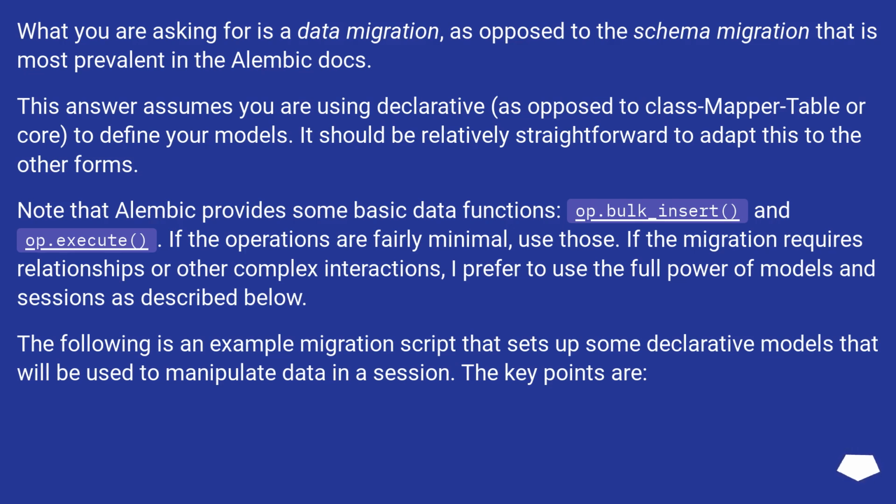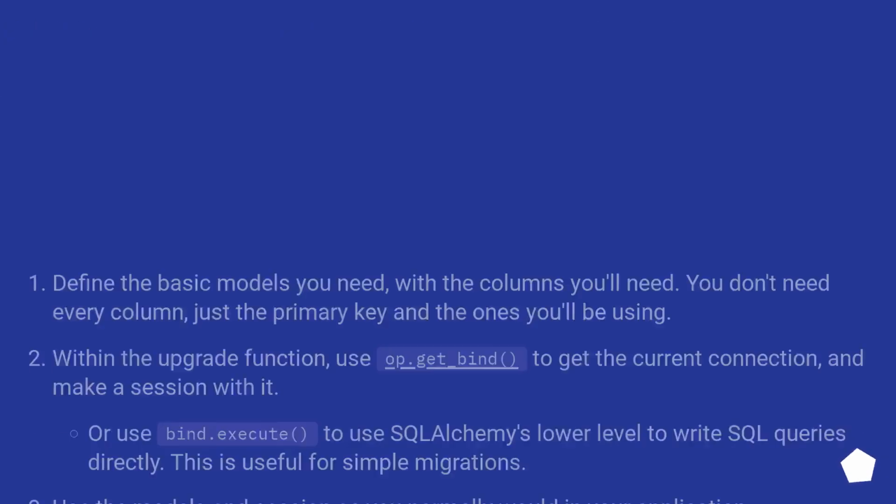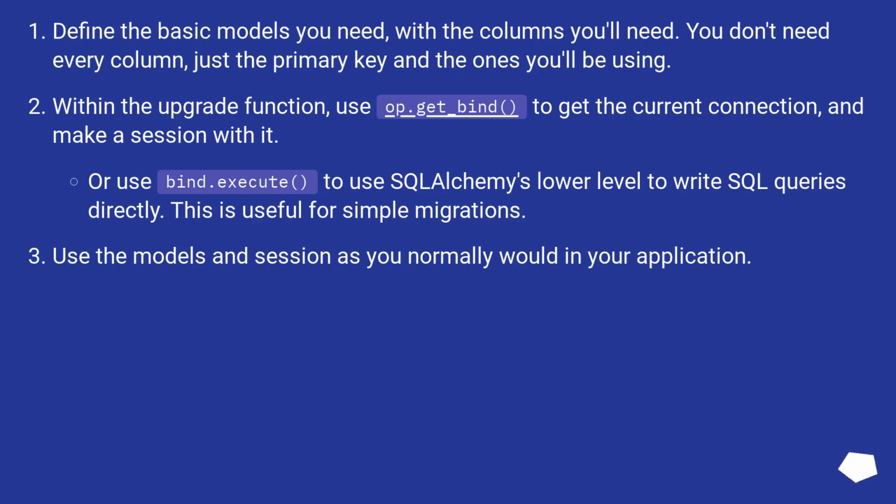The key points are: define the basic models you need, with the columns you'll need. You don't need every column, just the primary key and the ones you'll be using.